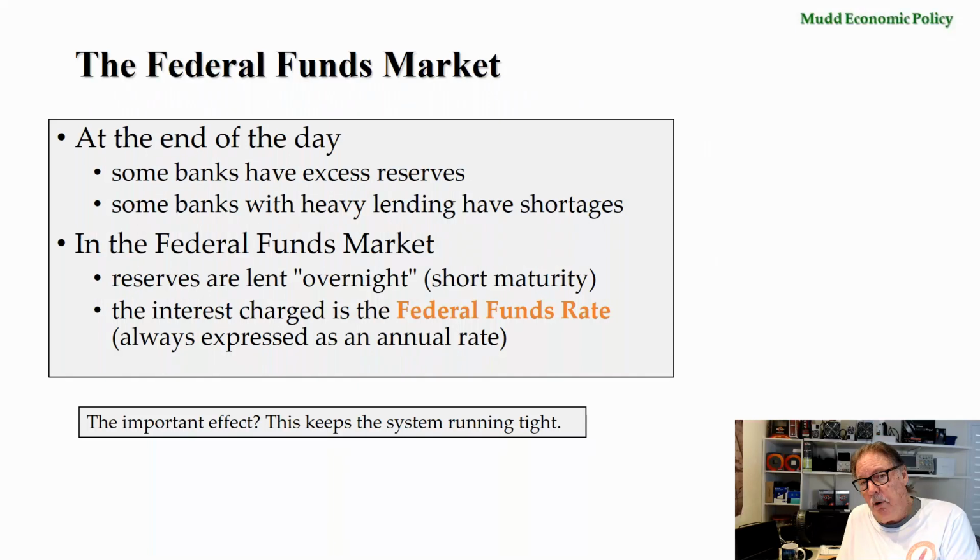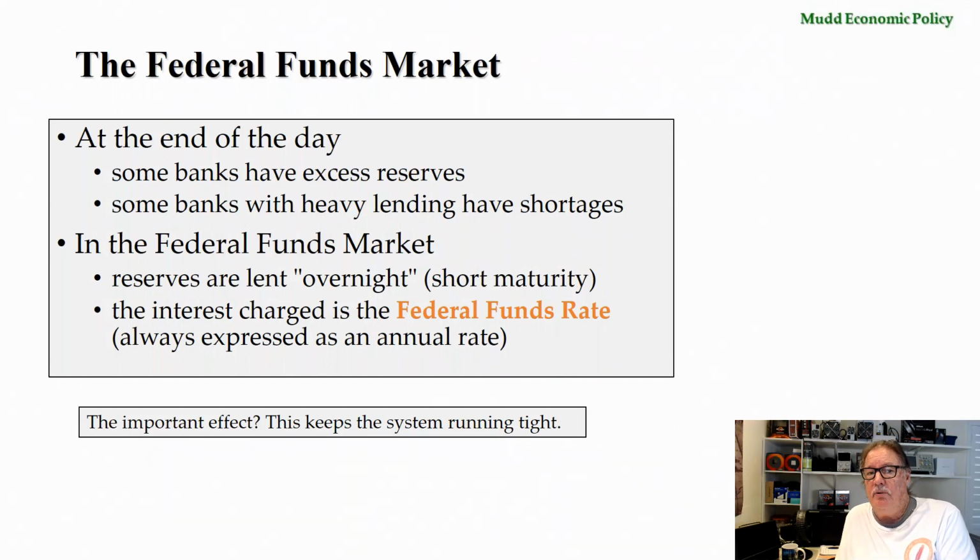So, in this market, excess reserves from one bank to the other are lent overnight on a very short maturity loan, and sometimes that's literally a 24-hour loan. And the interest rate charged is the so-called federal funds rate, always expressed as an annual rate, even though the loan is often an overnight loan.